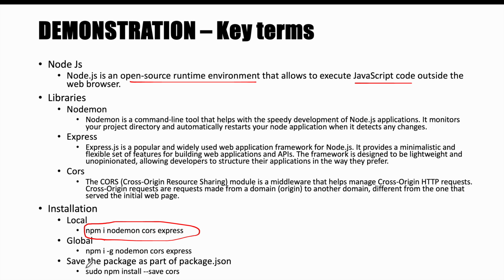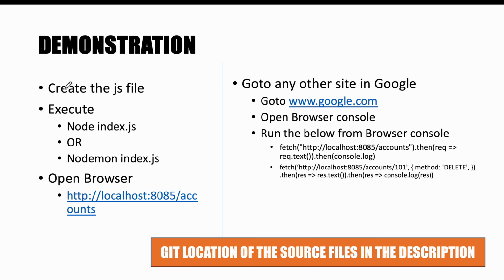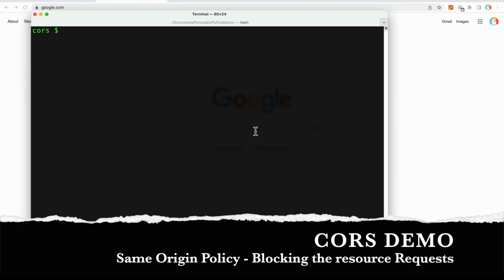Okay, and if in case you want to save your package JSON file, then you can use the save option here. And this is local and global installs. So you can use any of these commands to have these things installed in your machine. The prerequisite is that you have Node and NPM both installed in your machine, and you would find ample resources on the web on how to do this installation. Let's see the demonstration now.